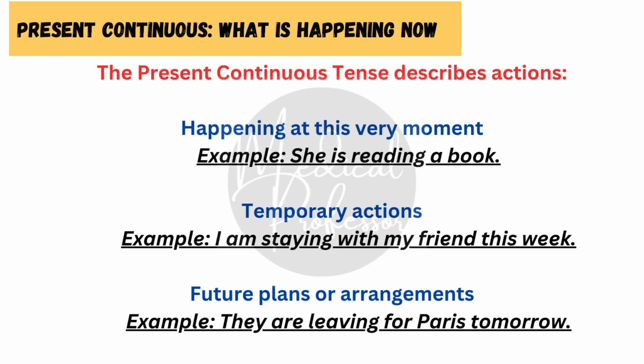Present continuous tense. The present continuous tense describes actions happening at this very moment. For example, she is reading a book. Present continuous tense also describes temporary actions. For example, I am staying with my friend this week. It is also used for future plans or arrangements. For example, they are leaving for Paris tomorrow.